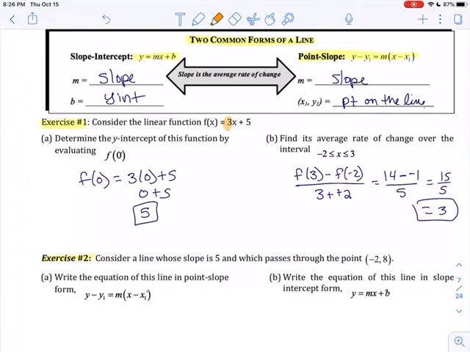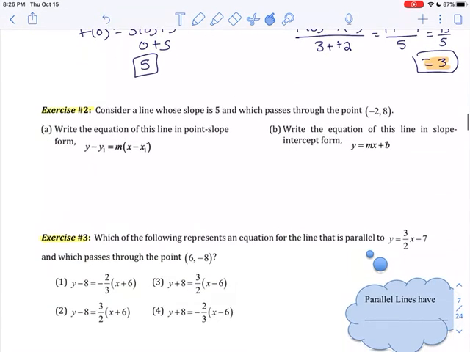Hopefully you remember back from algebra and geometry, my slope is this number in front of the x. And if I have a linear function, my average rate of change is really just my slope. It's only when I have nonlinear functions that the average rate of change is different. For a linear function, that average rate of change is always going to be constant.